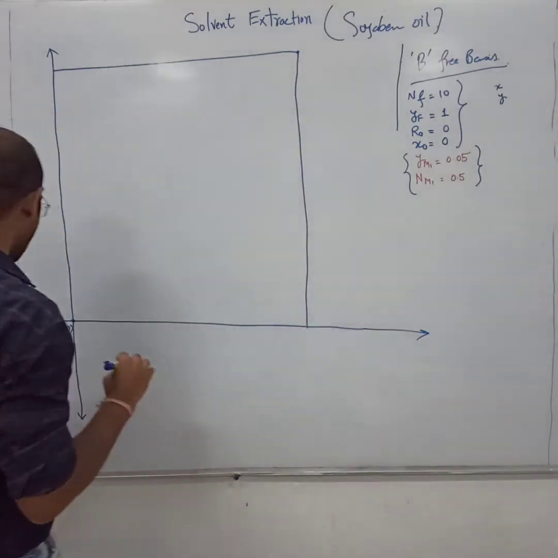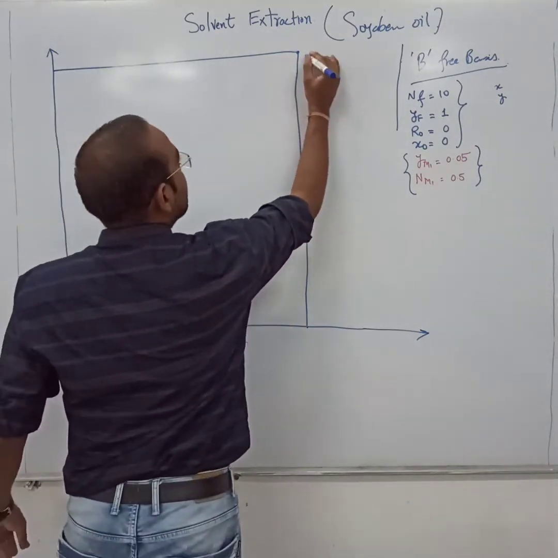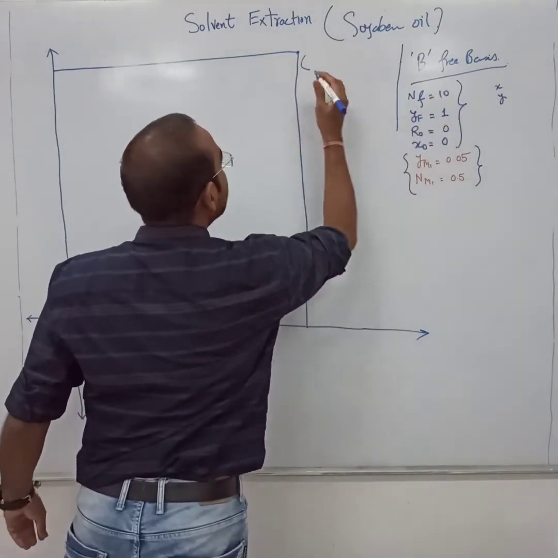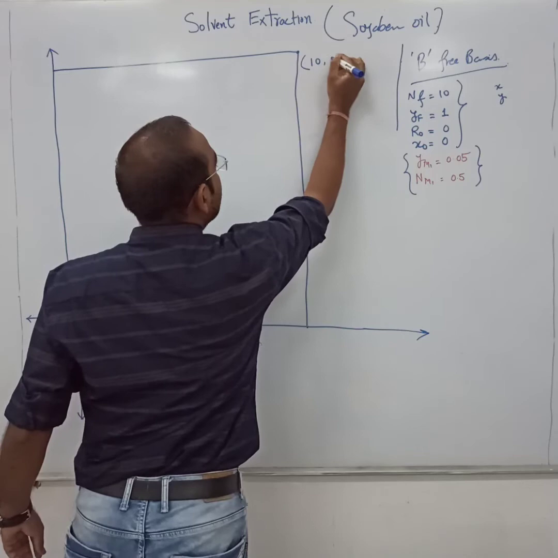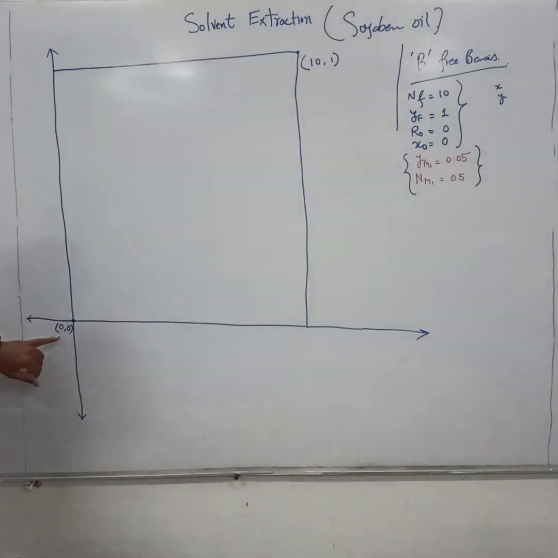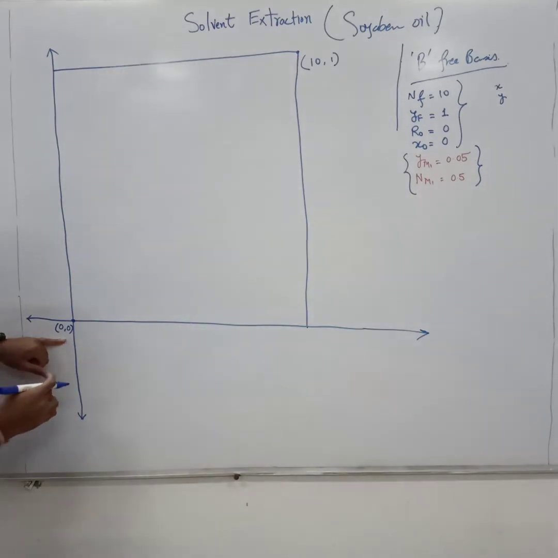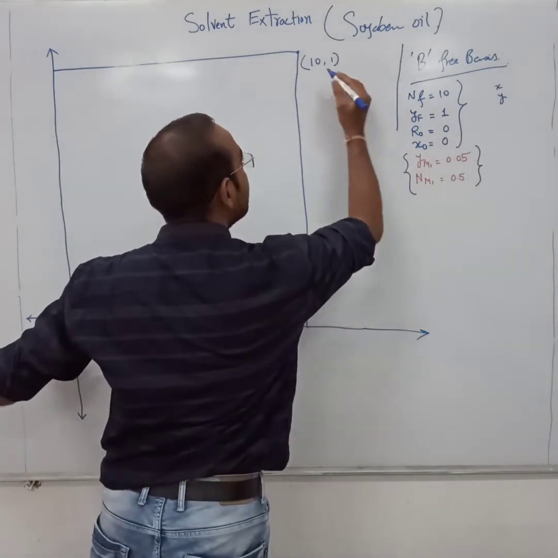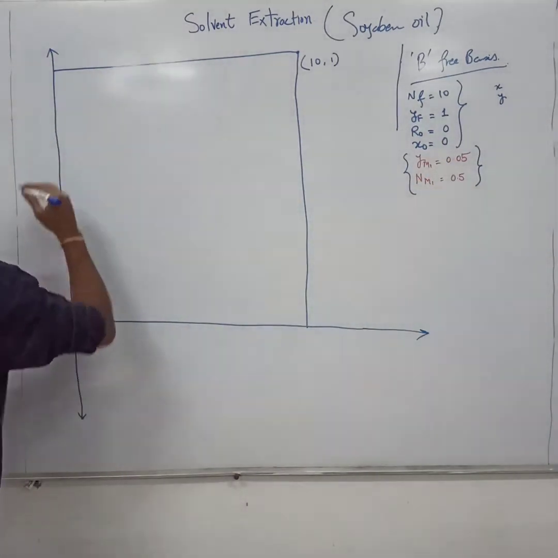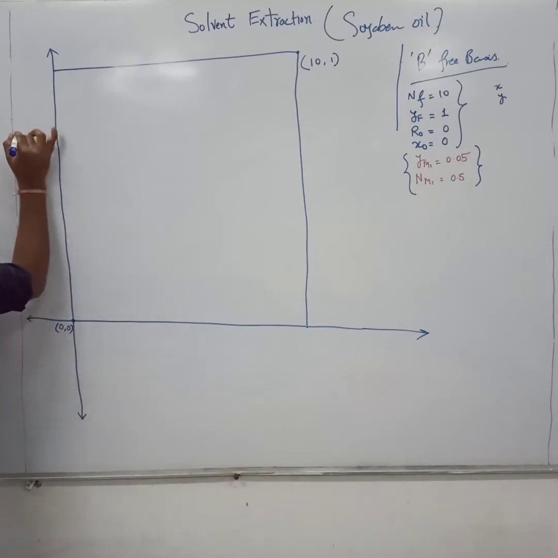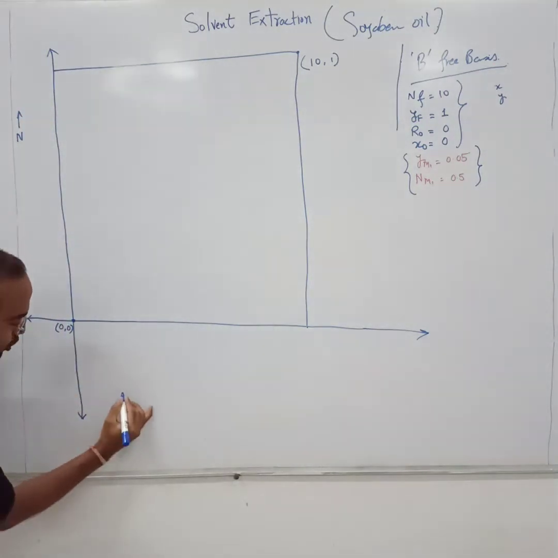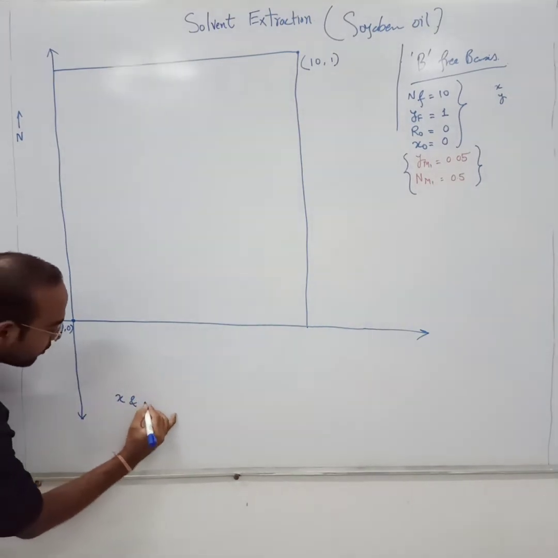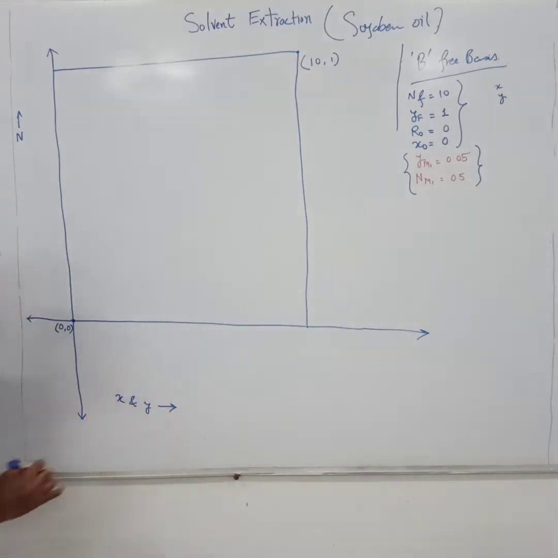This is your another point of 10 and 1. I just write the values initially instead of getting too much confused: 0, 0 and 10, 1. Okay, and N is on the vertical axis while small x and y are on the horizontal axis.